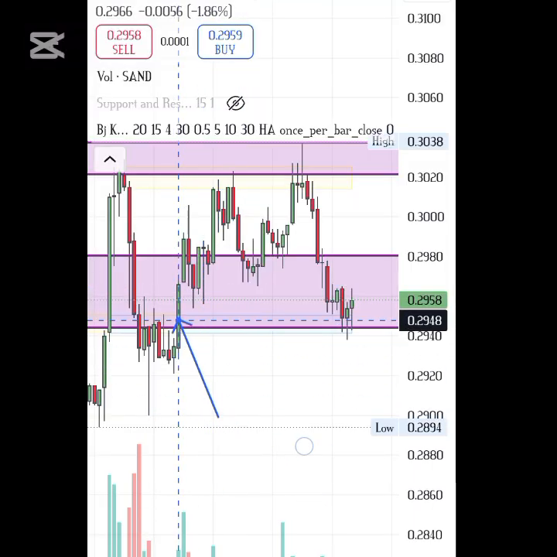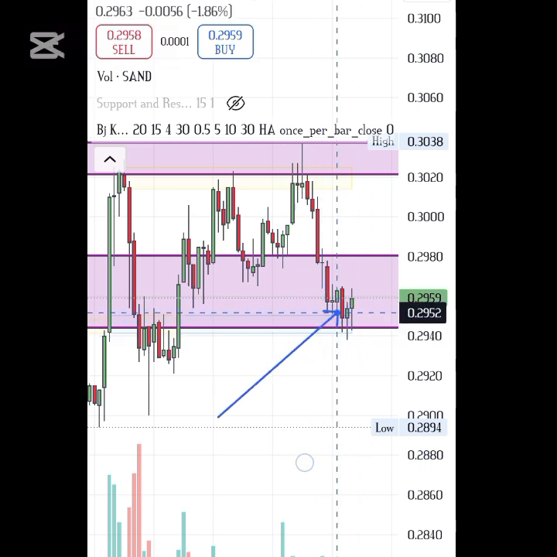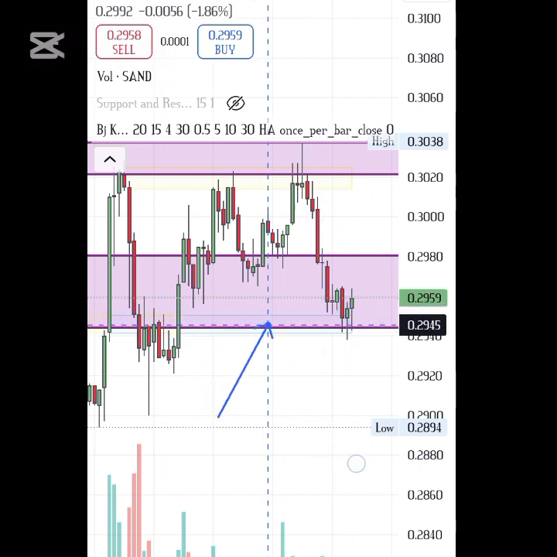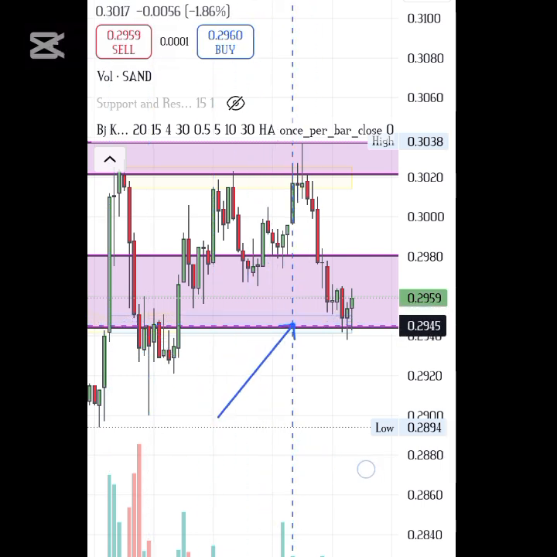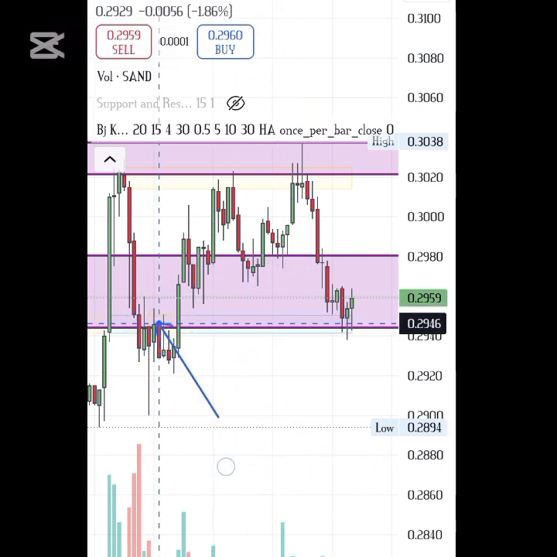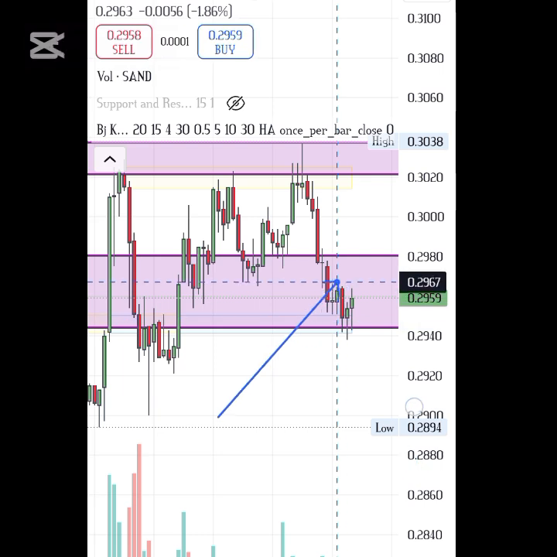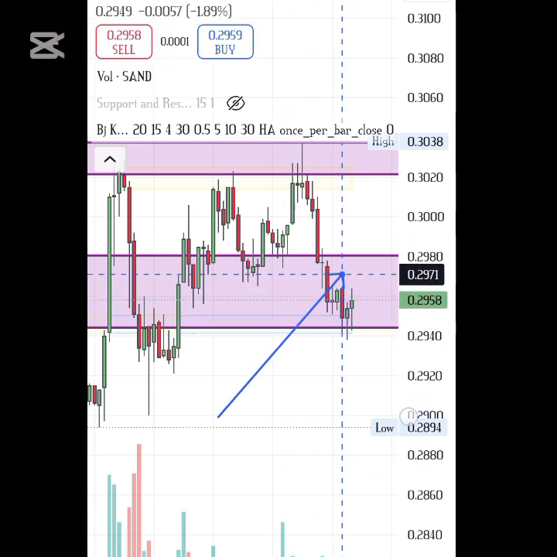You see this area here, and it reacted exactly off on this area. You can see immediately you touch this support area that was drawn by this bottom indicator, it went up, it's going up. You understand?